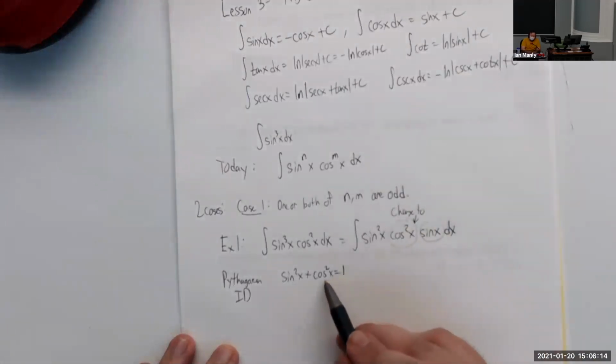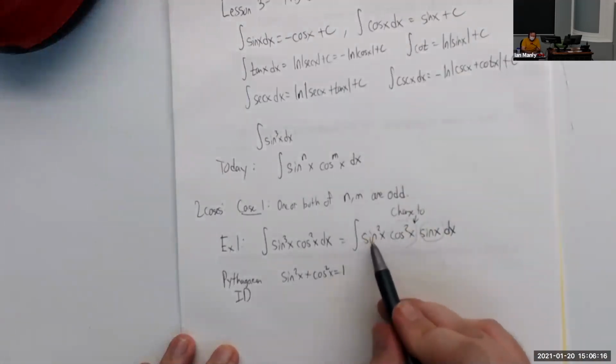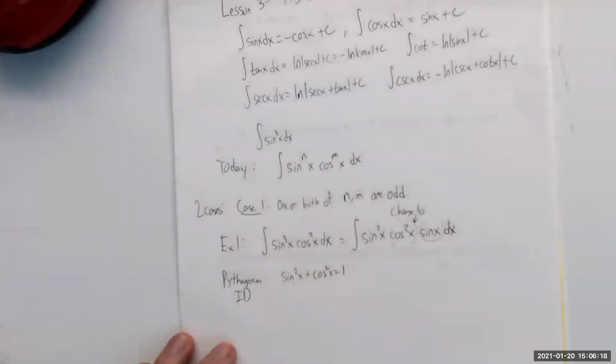So that means that, say, I wanted to turn the sine squared into a cosine squared, what I'm going to do is I'm going to subtract.